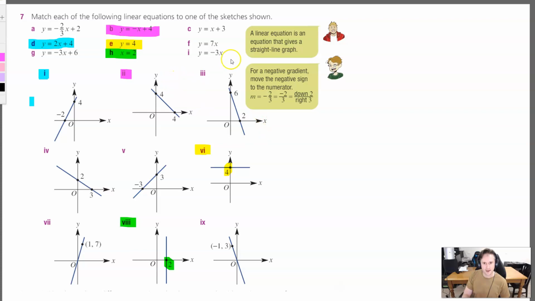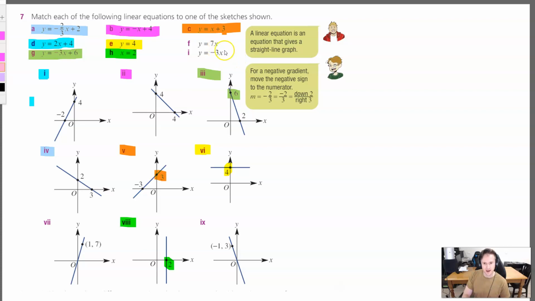The y-intercept of 3, let's look for that one. 3 here. Yep, so that's that one, because you've got the y-intercept of 3. The y-intercept of 6, let's look for that one. Here, yep, that's that one. Let's look for the y-intercept of 2. That's here. Yep.